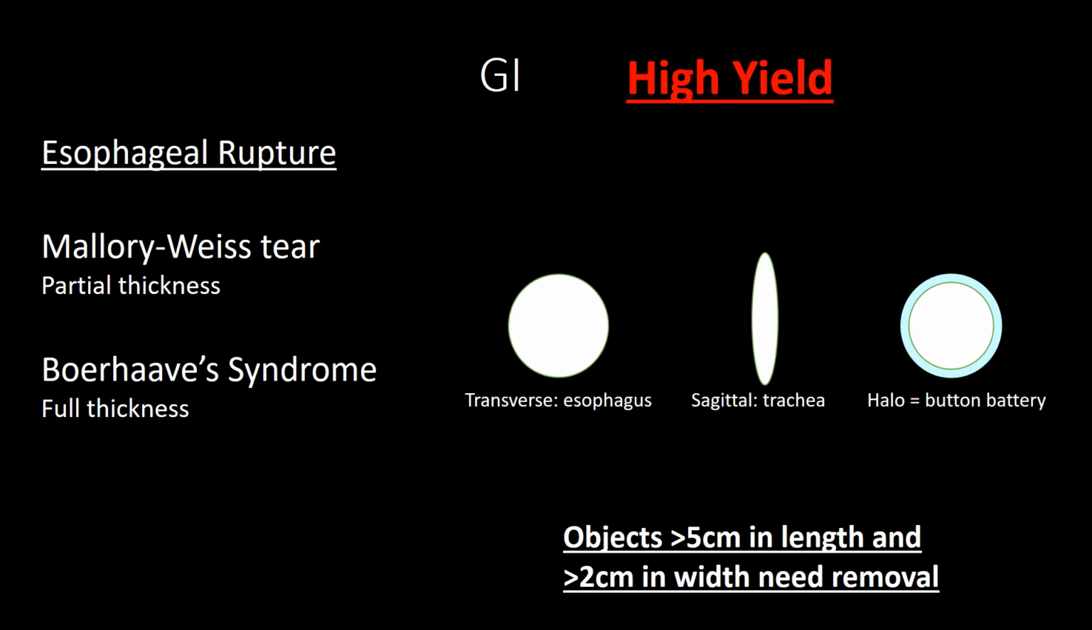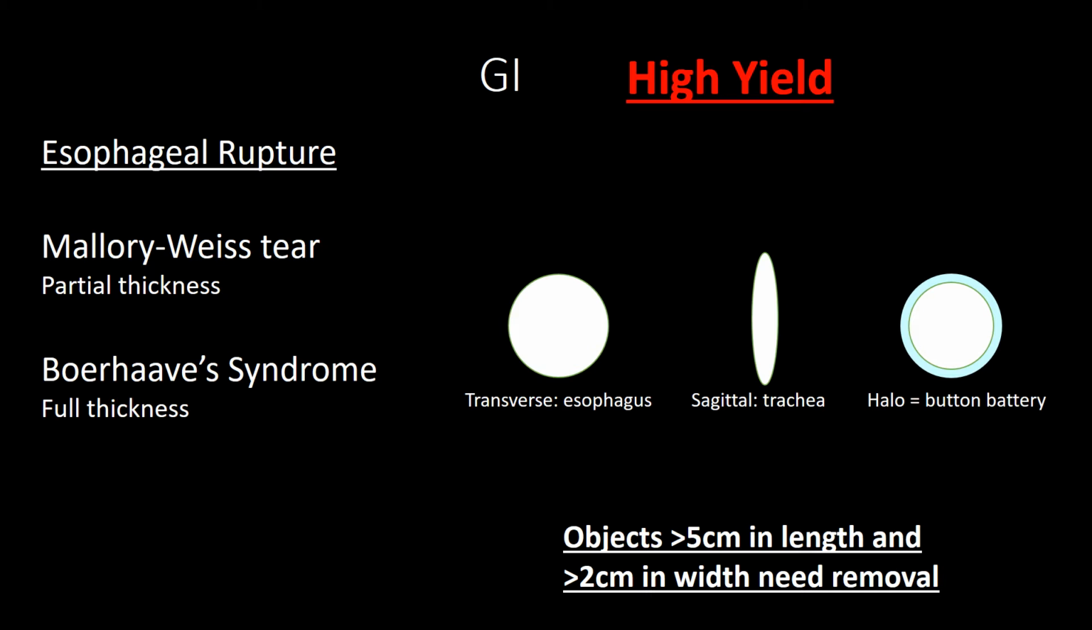For esophageal foreign bodies, the most common site of entrapment for children is at the cricopharyngeus muscle at C6, and for adults, it's at the lower esophageal sphincter at T10. Coins are the most common ingested foreign body in children, and when you're looking at an x-ray, the transverse orientation means that it's in the esophagus. If you see the sagittal orientation, it's the trachea.